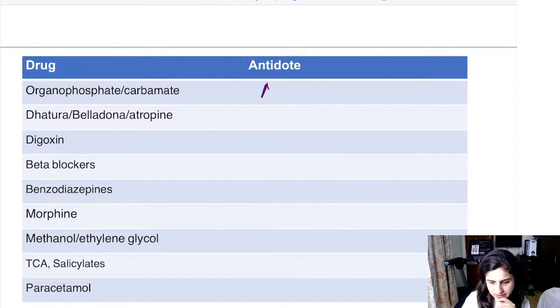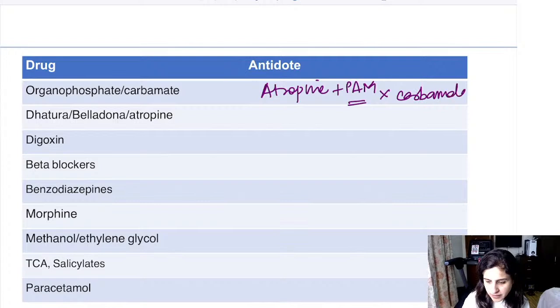It is atropine. Organophosphate poisoning, very good. Atropine, and then we use pralidoxime. But pralidoxime should not be used for carbamates. It should not be used for carbamates.